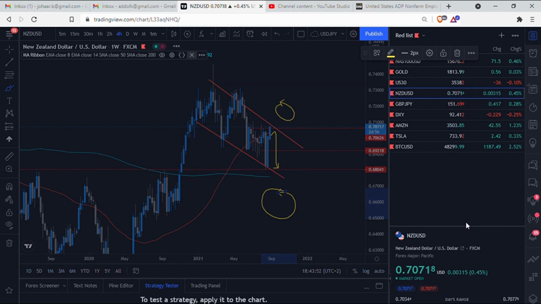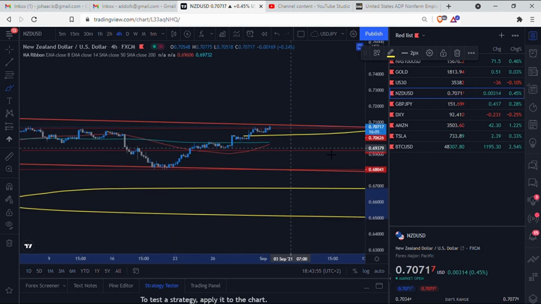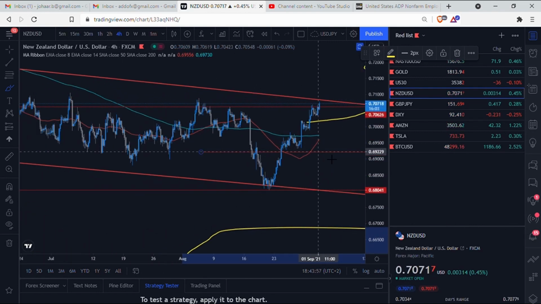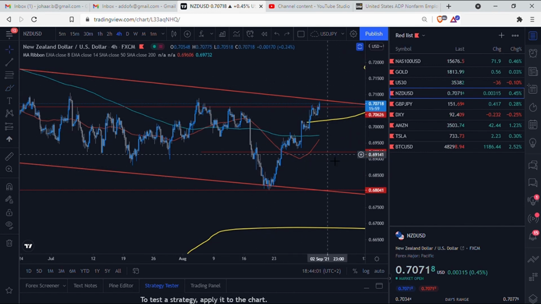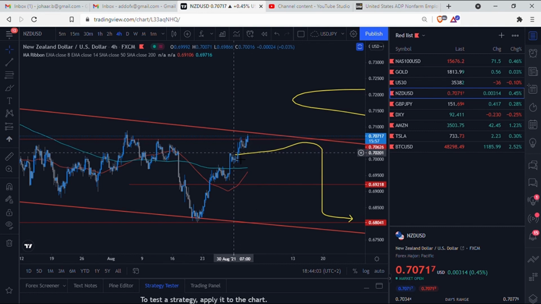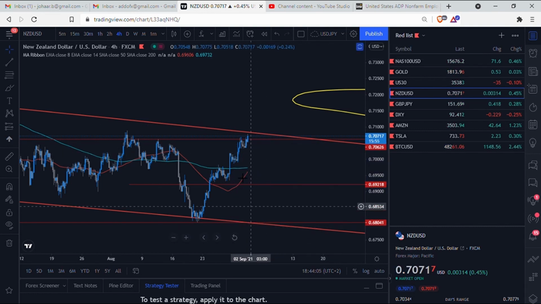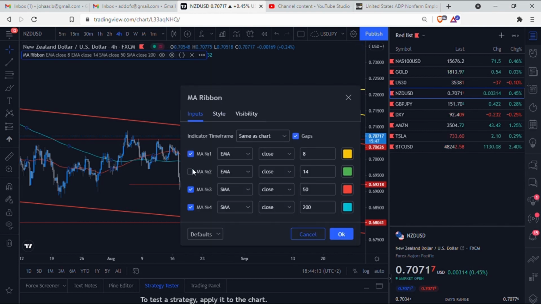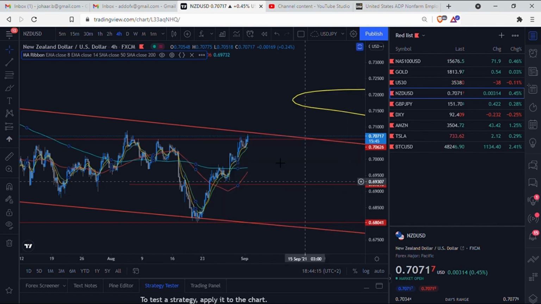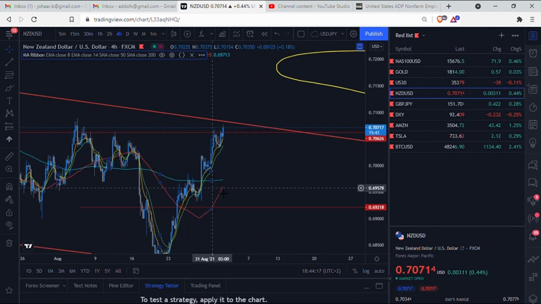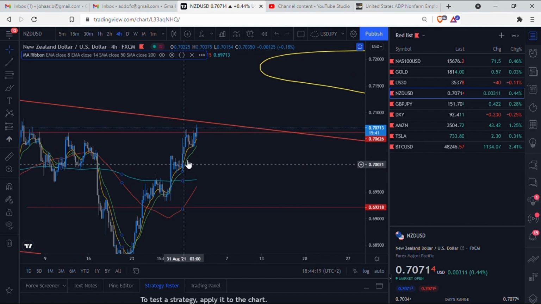So all you need to do is wait for the break of that line. Oopsie. Wait for the break of that line, right? And now we want to use the 50, 200 and the 8 and 14 all together. Now watch, guys. This is where things get really interesting, right? If I put them both together, look how beautifully this coincides, right? The 8 and the 14 are nice and apart from each other.